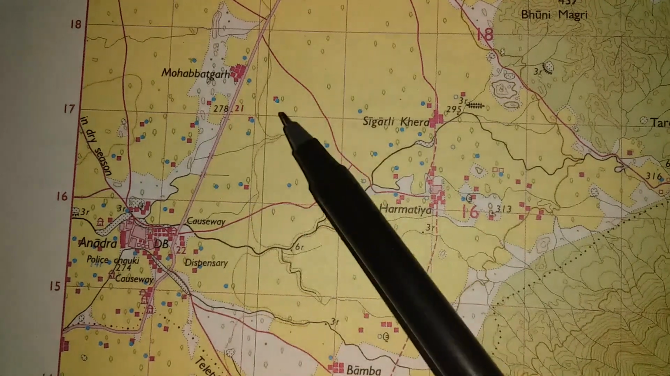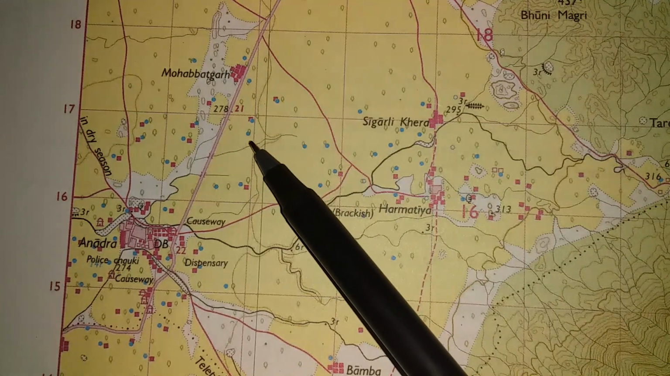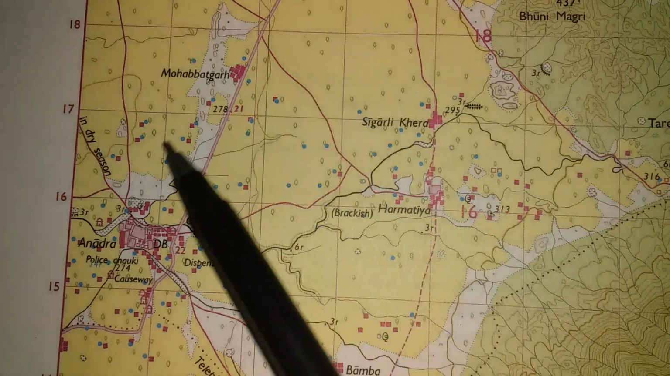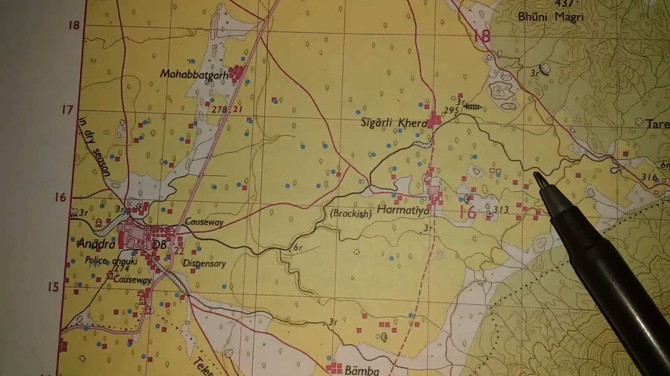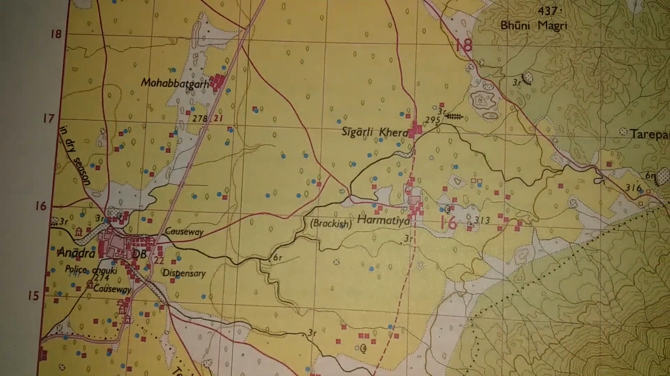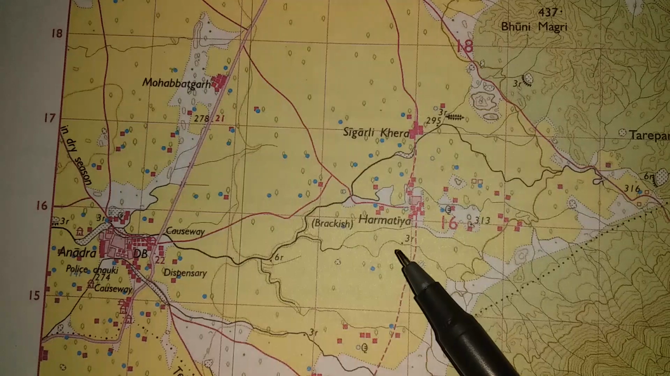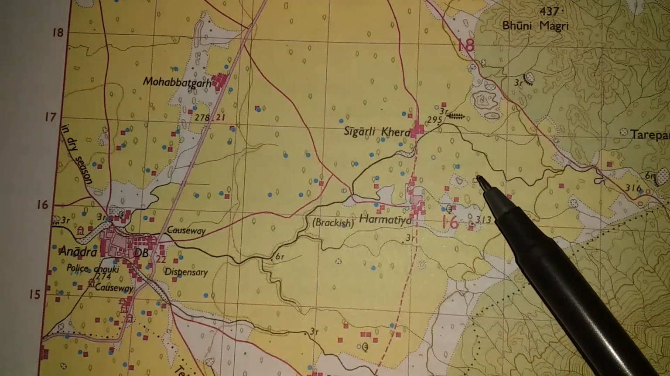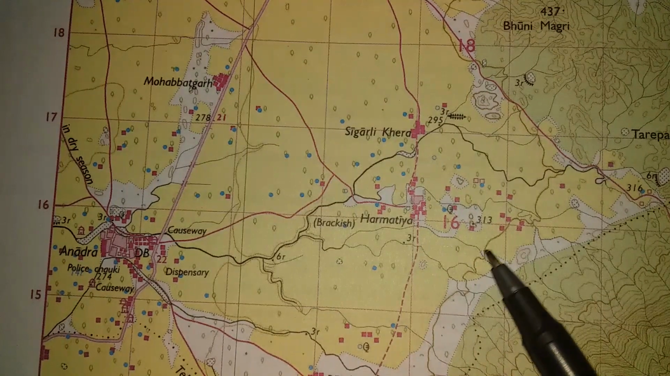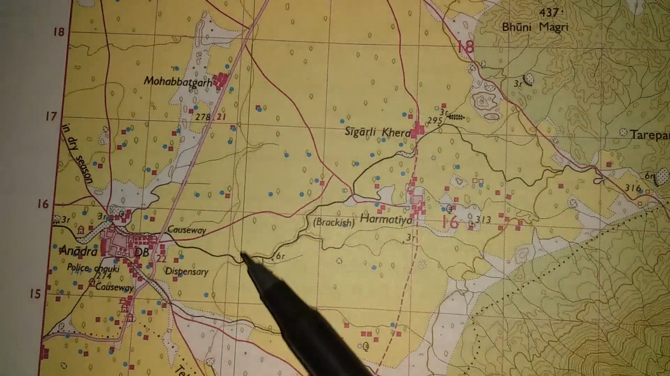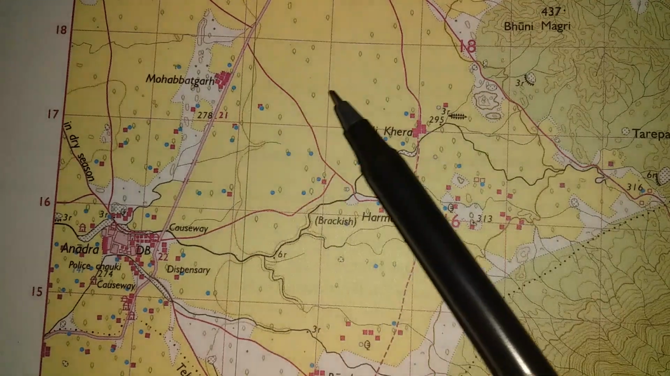These blue dots, you can see them, these are lined perennial wells. They are called permanent wells because they are lined with bricks or stones. And in 45D/7 and 45D/10, you will find a large concentration of these wells. Now these wells are evidence that the area receives scanty rainfall, and they also help in irrigation. That means these areas where you see yellow color with a large concentration of lined wells are irrigated.